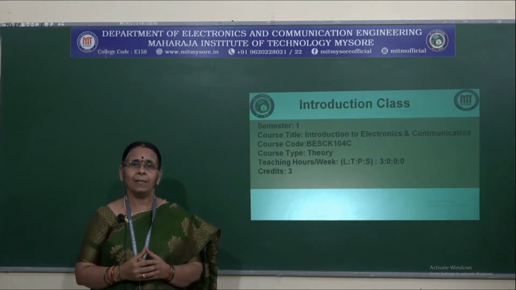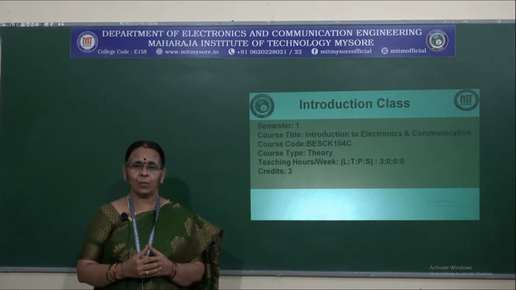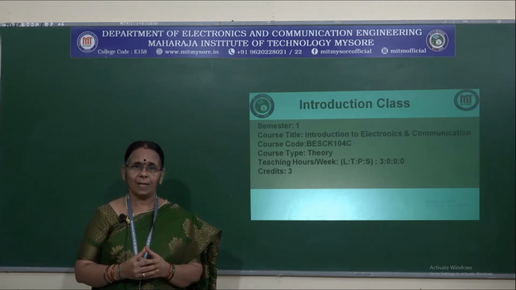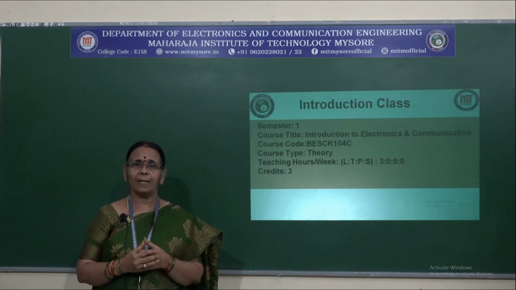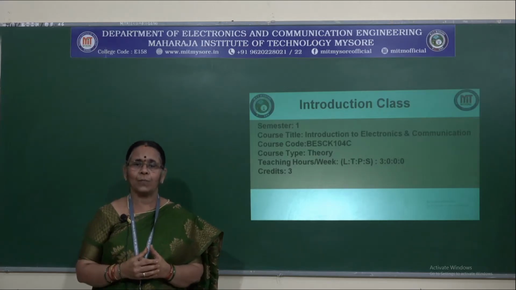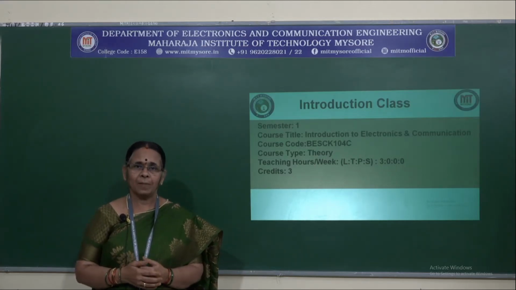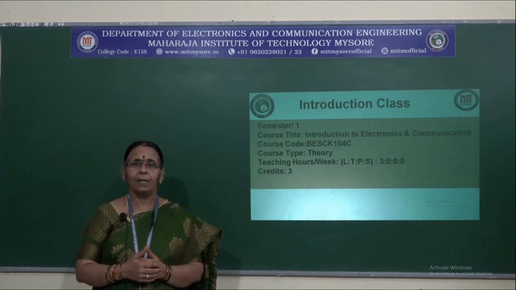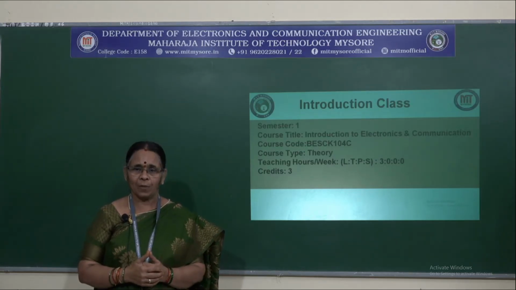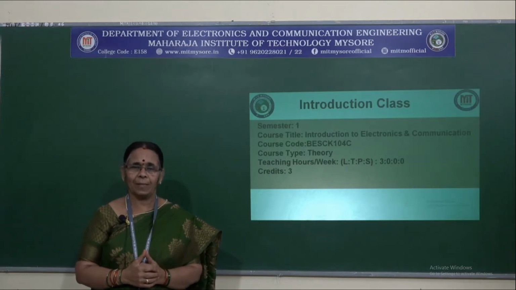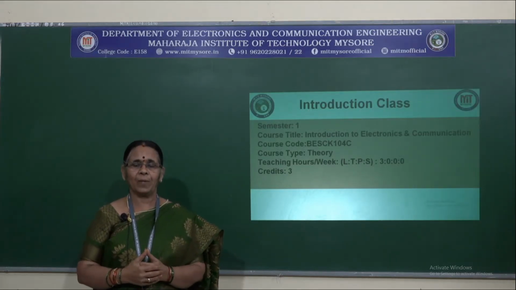BES representing Basic Engineering Science course, one specifying that you are studying in first semester. If you study that in the second semester, then the code becomes BESCK 204C. Course type is theory, and the teaching hours per week are lecture, tutorial, practical, and the final one is project. But in this course, you will be studying only the theory part of it. The credits reserved for this is 3.